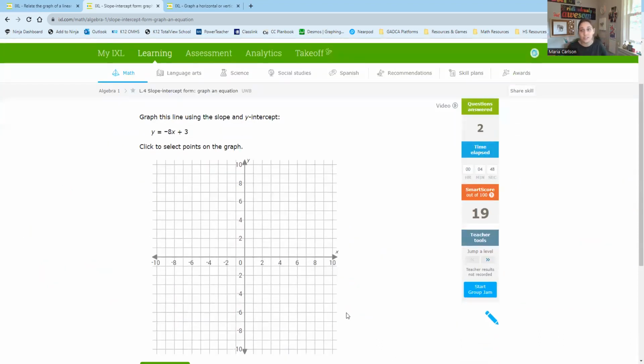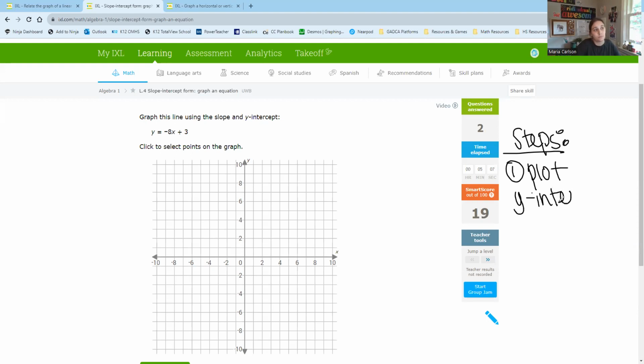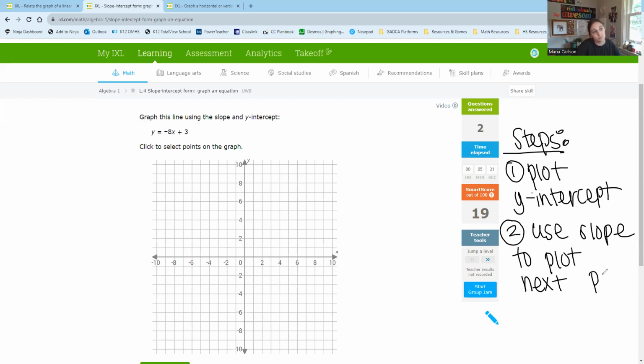All right, let me know, please, if you need help on this section. Again, make sure you have these steps written down. I'm going to write them out one more time. Your steps: plot your y-intercept, your second step is to use your slope to plot the next point. And then your third step is to connect those points with a line.